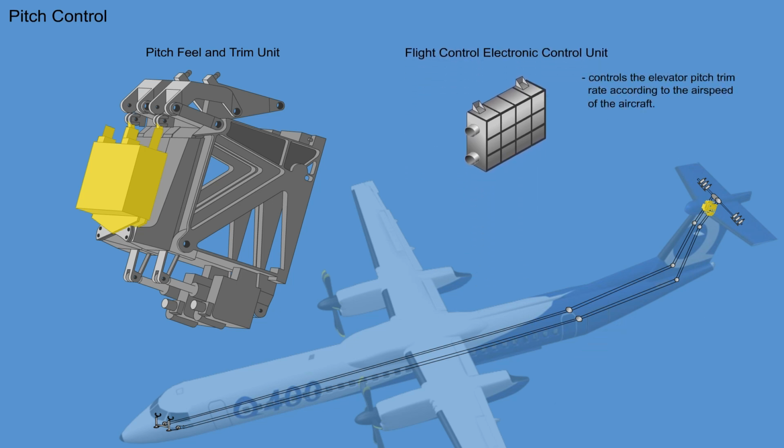The flight control electronic control unit also controls the elevator pitch trim rate according to the airspeed of the aircraft. At airspeeds below 150 knots indicated airspeed, the trim actuators operate in high-speed mode. At airspeeds greater than 250 knots indicated airspeed, the trim actuators operate in low-speed mode. Between 150 and 250 knots indicated airspeed, the flight control electronic control unit adjusts the trim rate.